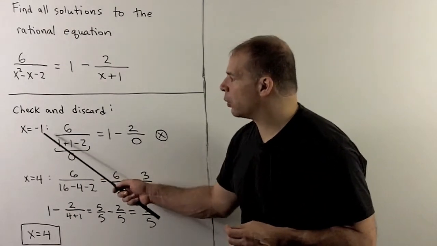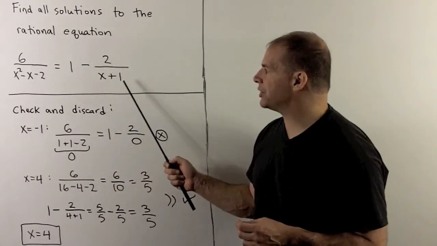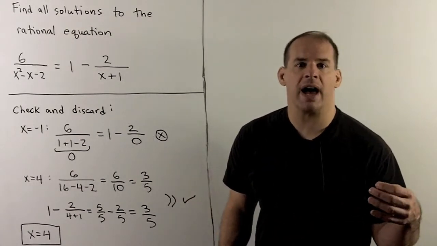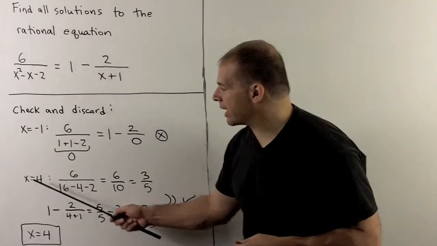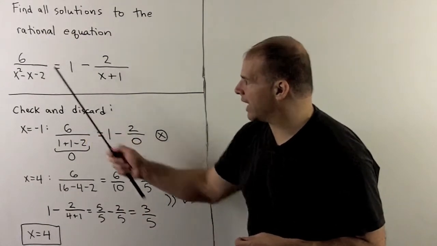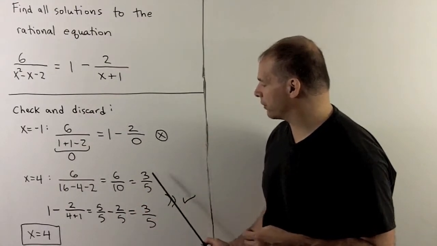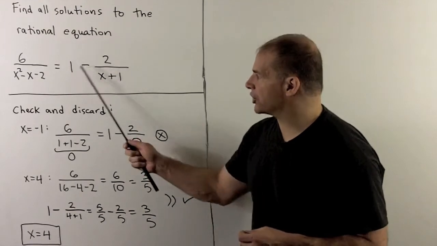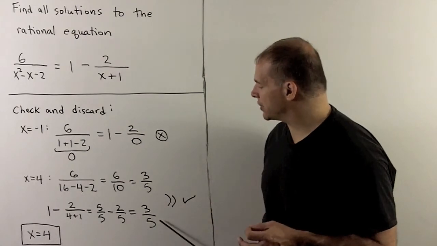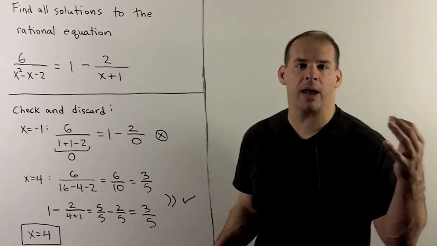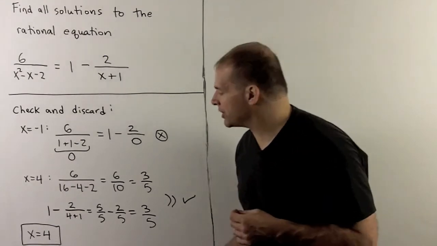If I take x equals minus 1 and put it into the original equation, we see that I have division by 0 here and division by 0 here. Those terms are undefined, so minus 1 will not be a solution. If I take x equals 4, on the left-hand side we have this expression here, which simplifies to 3/5. On the other side, I have 1 minus 2 over 5, which also gives me 3/5. So there's no division by 0, and we see that the equation checks out. Here we only have a single solution, which is x equals 4.